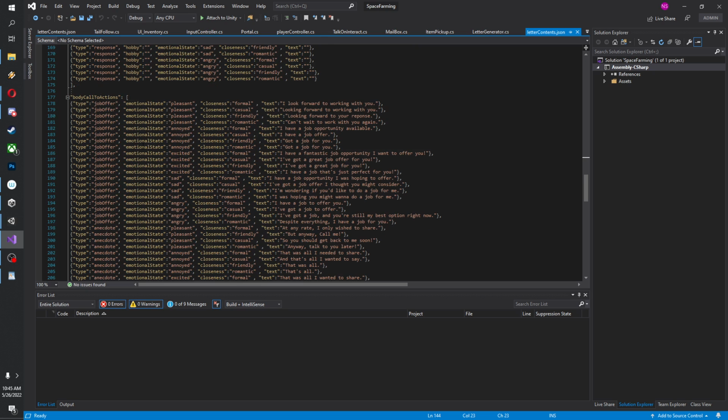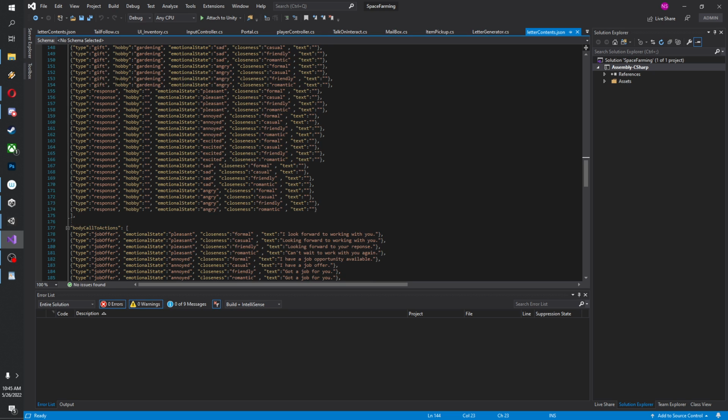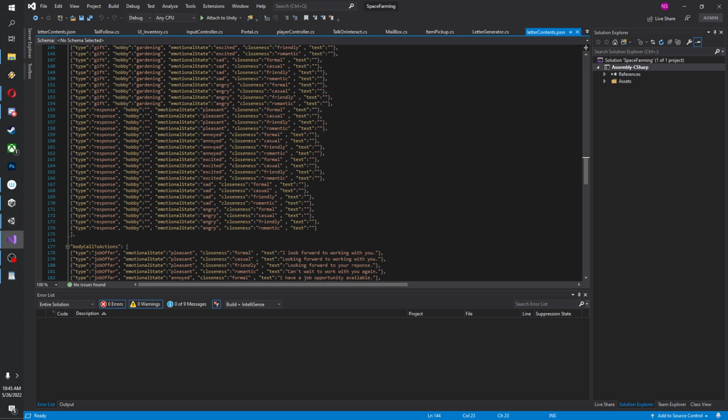The emotional state determines what the current NPC's emotional state is, just in general. The closeness value determines how close that NPC is to you. So you might have someone who is in a pleasant emotional state and is very romantically friendly to you. And that letter would be written very differently than someone who is in an angry emotional state and is very formal to you. All of these also combine with the hobby and the various other inputs here to create a fairly dynamic system which can be very expressive based on a lot of information about the NPCs.